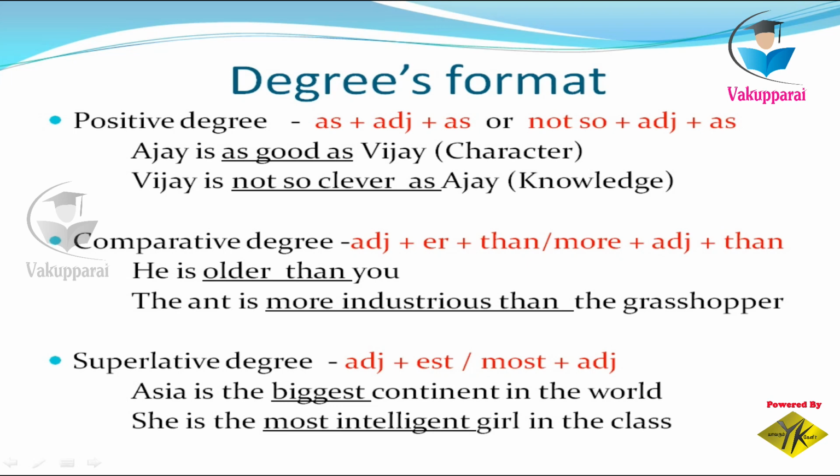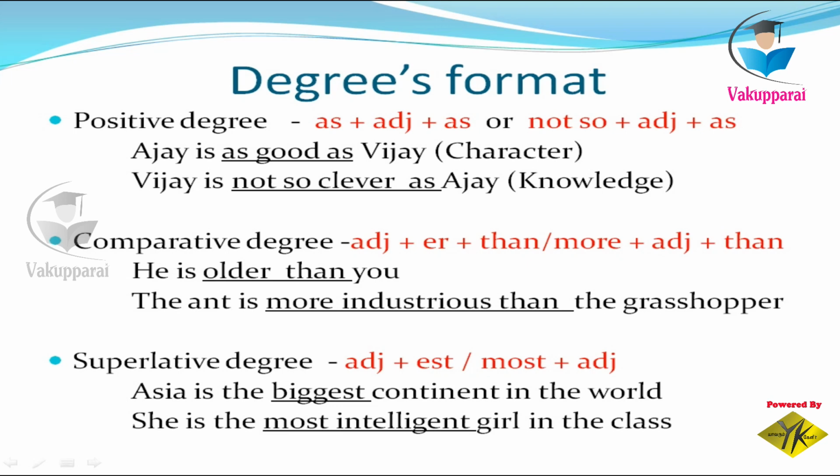Industrious means hard work. So the ant is more hardworking than the grasshopper. Here I use the term more because industrious has more than two syllables. That is why we have to add more before the term industrious. Then the superlative degree should be formed as adjective plus est or most plus adjective.